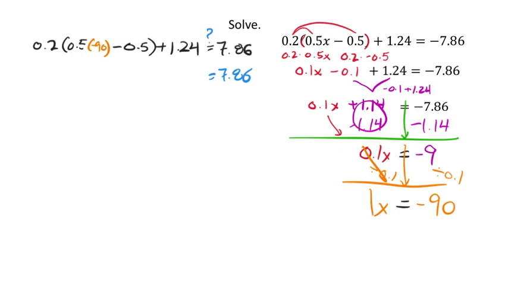So 0.2 open parentheses, 0.5 times negative 90 minus 0.5, close parentheses, plus 1.24. And again, when I push enter, I haven't yet, but when I push enter, I should expect 7.86. Oh crap, I got negative 7.86.